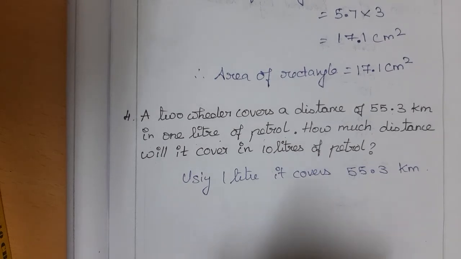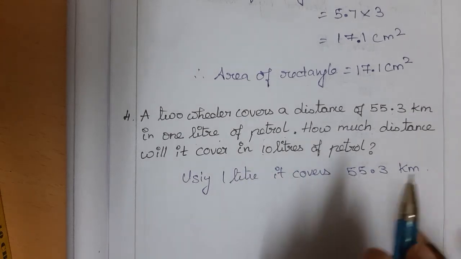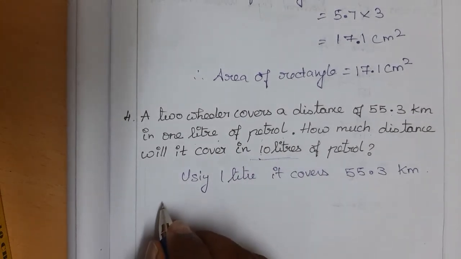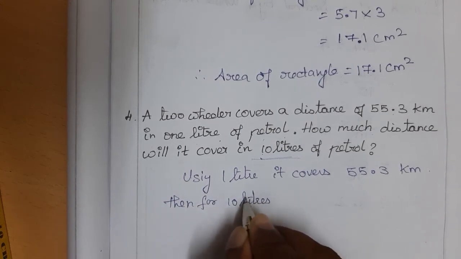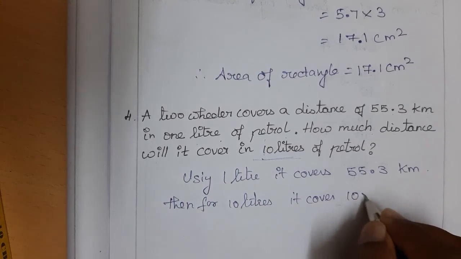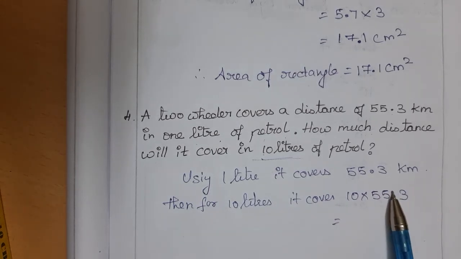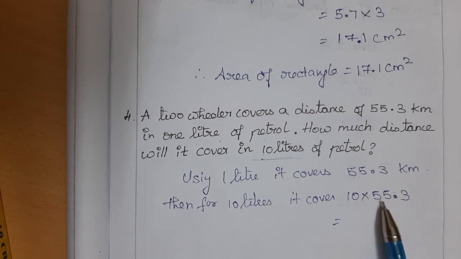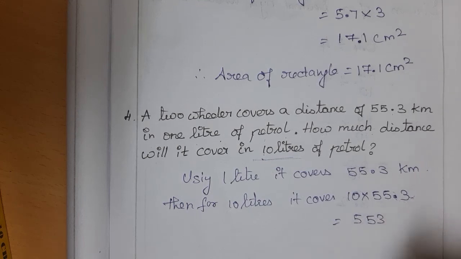It is just like the unitary method. It is given for 1 unit. If it is given for 1 unit, it is easy to find for all other units just by doing the multiplication. We need it for 10 liters. So for 10 liters, it covers 10 into 55.3, right? Without the decimal we could multiply, but it is like multiplying by 10, so we can just move the decimal point by one place. This is very easy, right? Only 1 zero, so move 1 digit to the right. So the decimal will be here, so 553.0, so that's it.